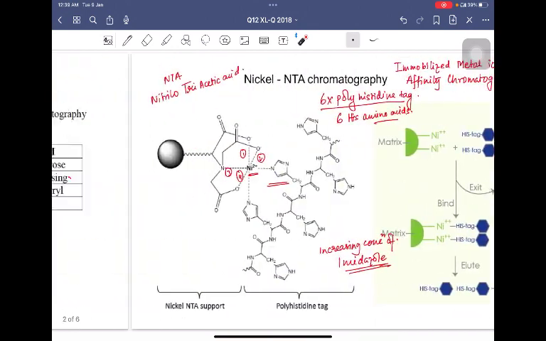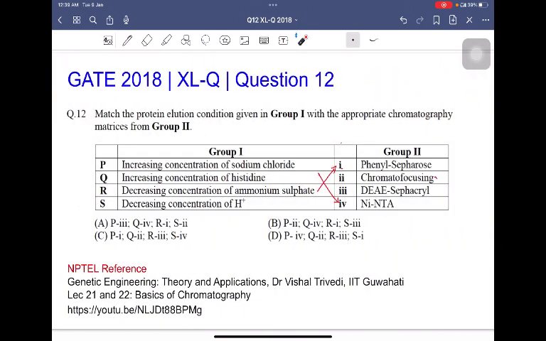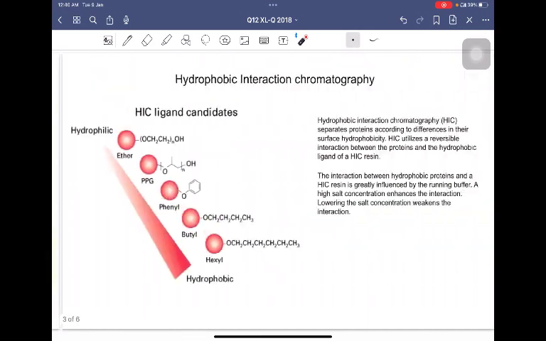So if we go back to our question again, chromatofocusing we can match with decreasing concentration of H plus, or increasing the pH. So S will match with 2. And the last one which is left is DEAE separated. What is DEAE? DEAE stands for diethylaminoethyl, and this is an ion exchange resin.